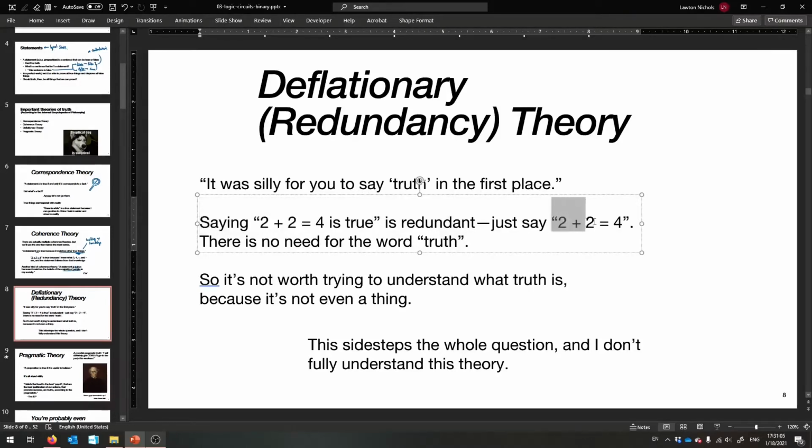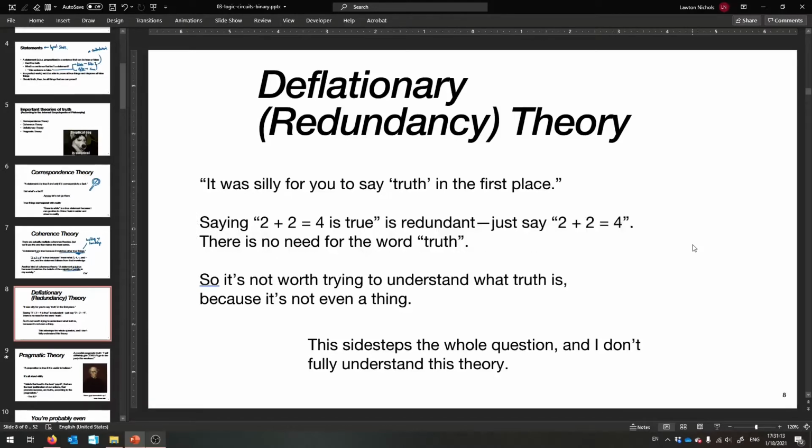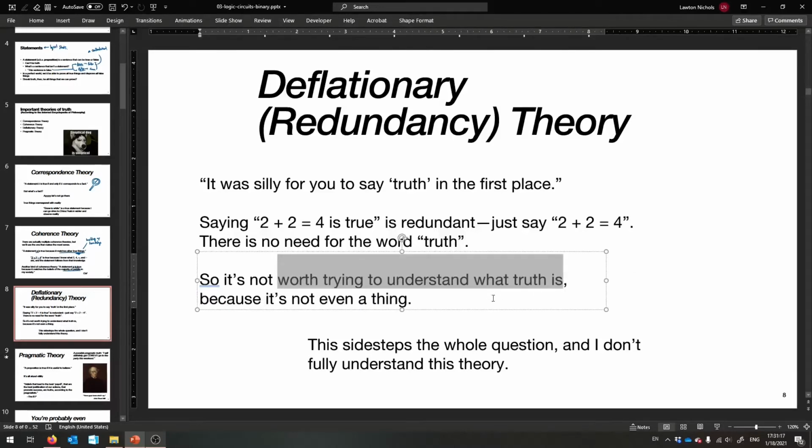Just say 2 plus 2 equals 4. You never had to use the word true. So it makes no sense to define true because you don't need to, is what they're saying. That's the idea. There's no reason to understand what truth is because it's just what is, if that makes any sense at all. Truth doesn't exist. Okay?